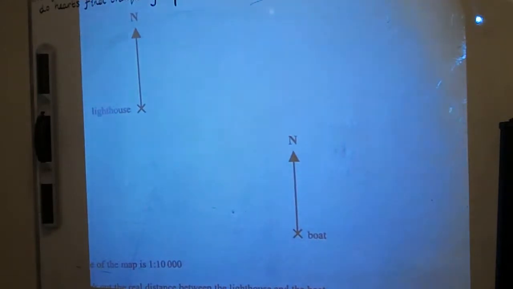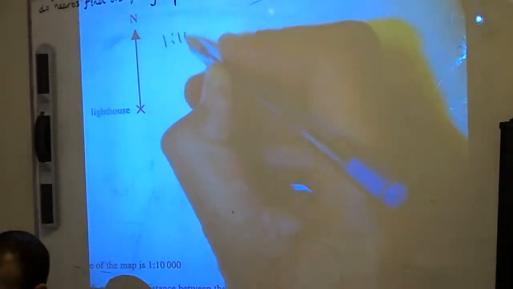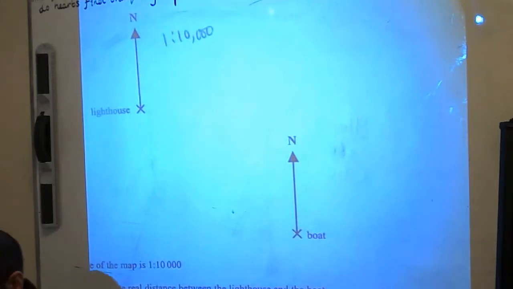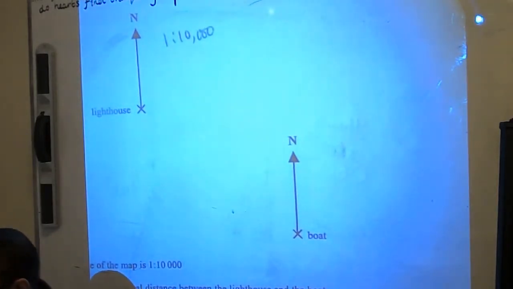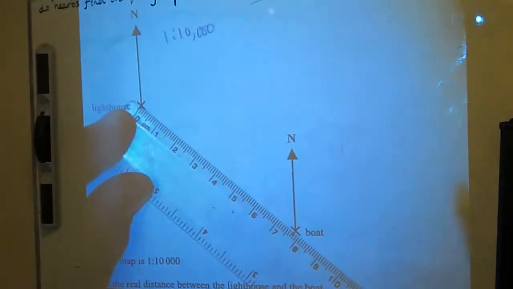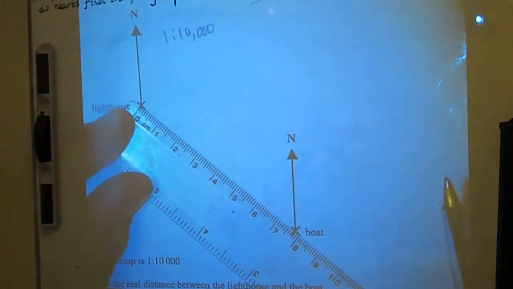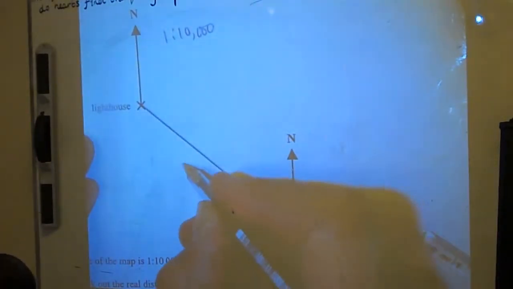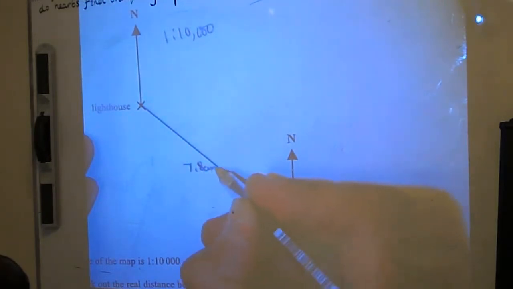Okay. The question says the scale of the map is 1 to 10,000. That's the scale. Look at the real distance between the lighthouse and the boat. We've got some slight variation, like 1 millimeter. So I'm getting an answer here of approximately 7.8 is my distance. So I've got 7.8 centimeters.